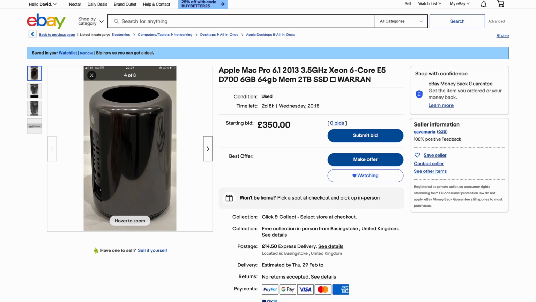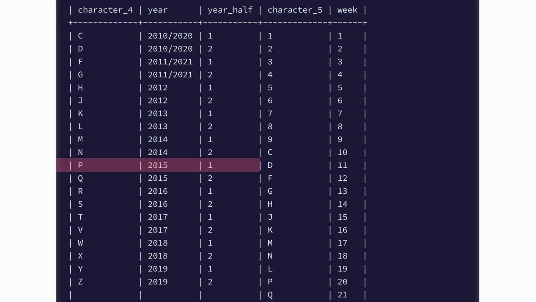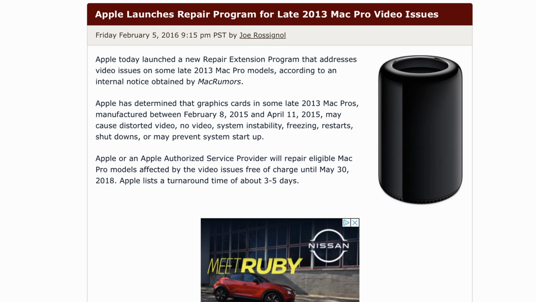In our next one, the one with the slightly odd pictures, the seller got that serial number for me, and that one is a P. So that places it in the first half of 2015. And the other letter was J, so that's week 15 of 2015. Now just have a look at this screenshot from Mac Rumors.